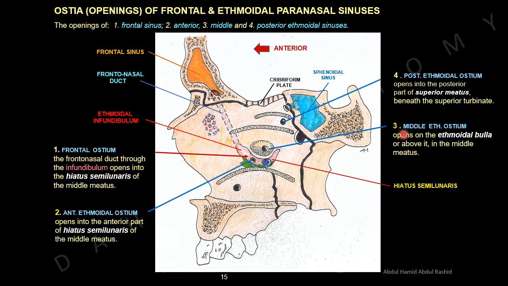Next is middle ethmoidal ostium. That is the middle ethmoidal sinuses opening. This will open to the ethmoidal bulla or above the ethmoidal bulla. That is in the middle meatus. So this is middle ethmoidal sinus opening. And posterior ethmoidal ostium is at the posterior part of the superior meatus, just underneath the superior turbinate.